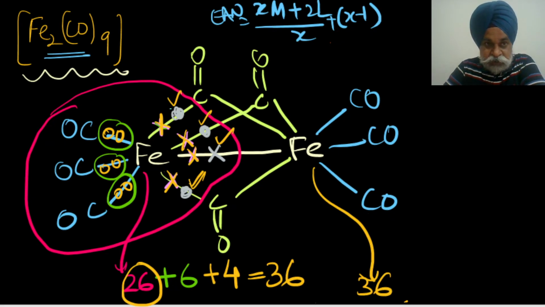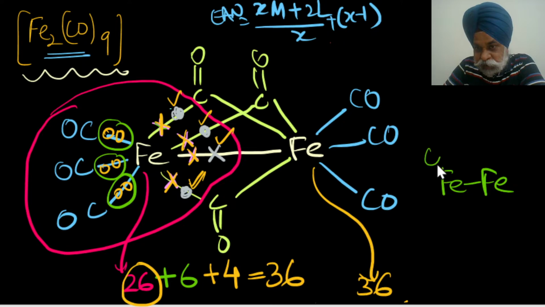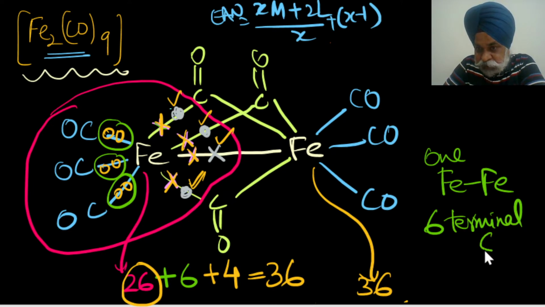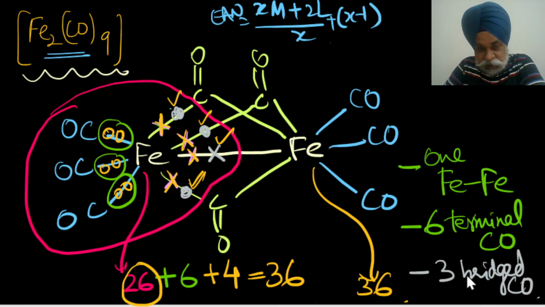So in this structure, what else can they ask you? In this structure, you have an iron-iron bond, one. This is one Fe-Fe bond, and you also would see there are six terminal CO, which can be asked in the paper. And along with it, what you are also seeing here is three bridged CO. So this in a way is an important structure. So this I wanted to share with you.